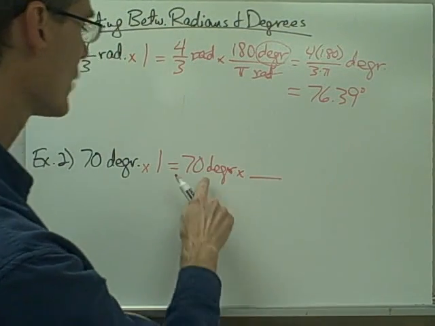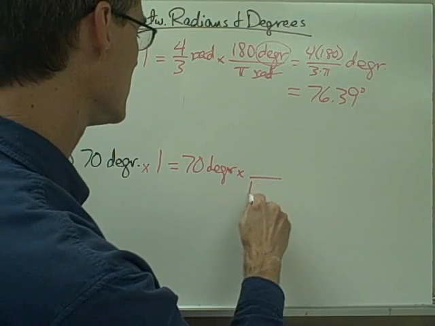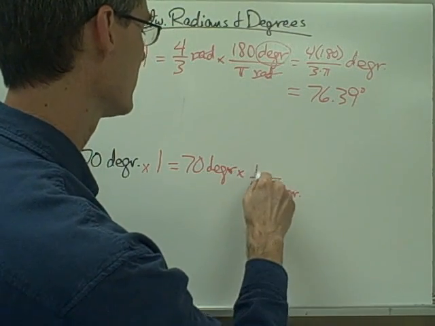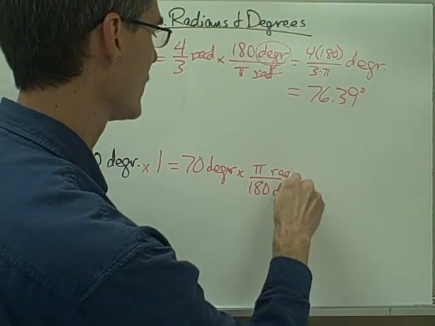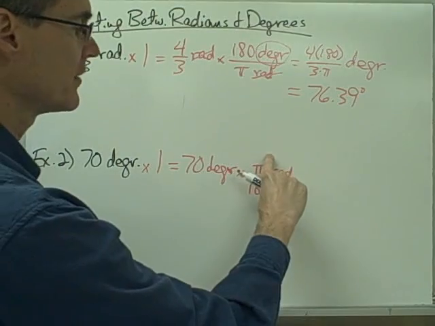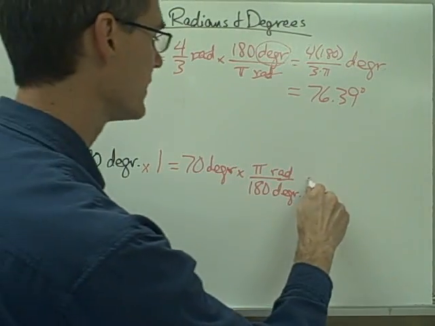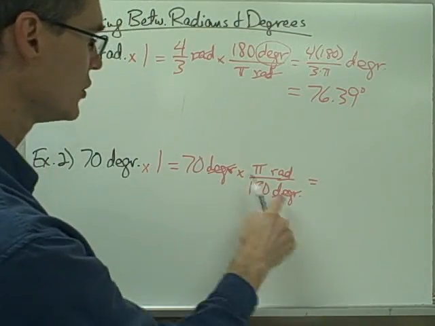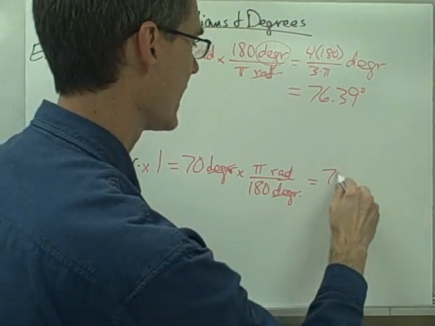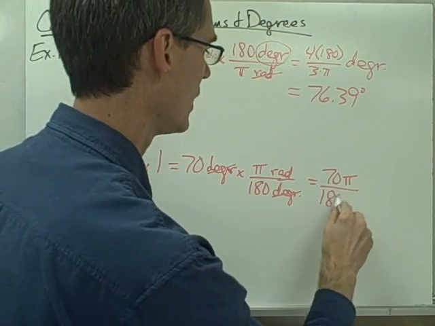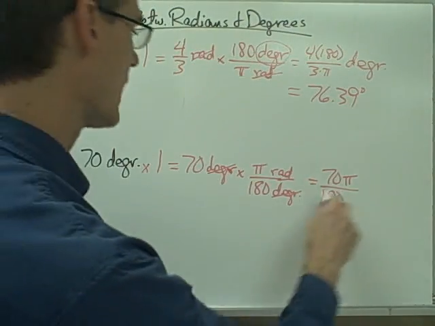left with radians. Well, that is going to be 180 degrees in the denominator. I want pi radians. This is the conversion factor. Pi radians over 180 degrees. This equals 1. And if I multiply this times my 70 degrees, my degree units cancel out, and I have 70 pi over 180. And this is in radians.